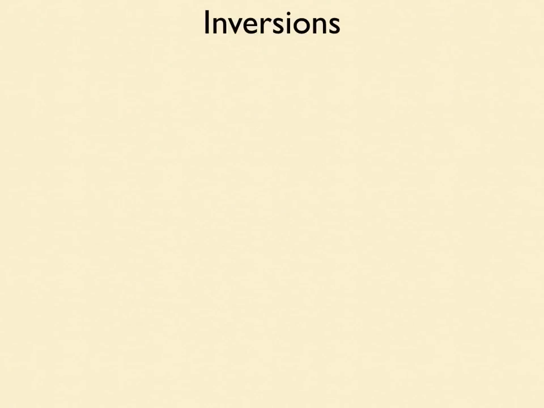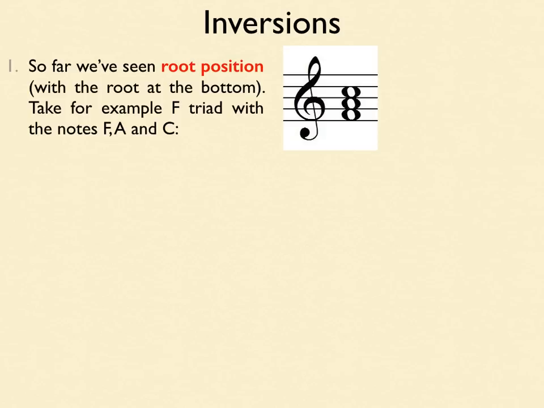And inversions is something else that we need to cover as well. What do I mean by inversions? Well, so far we've seen root position actually. It's one of the common positions that you have for triads and chords, and that's when you have the root at the bottom. I've just given you an example here with the F triad with the notes F, A, and C. You have your root at the bottom, which is your F. You have your third above F, and you have your fifth above F. So you have your root, third, and fifth. And that's called a root position triad because the root is at the bottom.